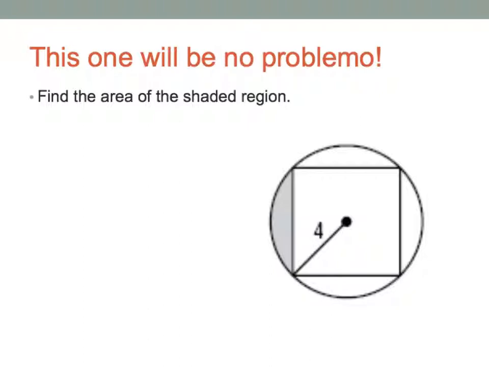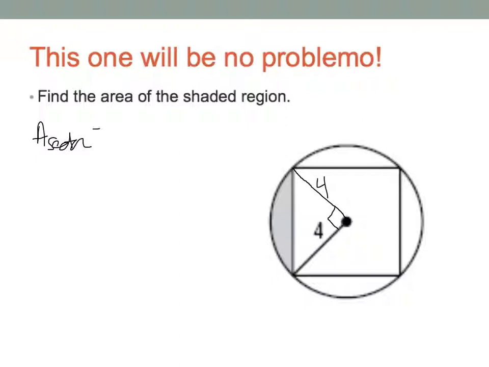Okay, we've got one more. This one should be no problemo. Find the area of the shaded region. That shaded region there is the sector area. Okay, this is what I'm going to be drawing in now. That also is 4. Now I know if I go diagonal to diagonal in a square that I have a right angle here. So let's figure out how we do this. First, let's find the area of the sector.